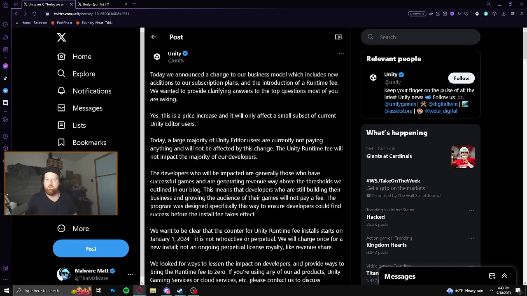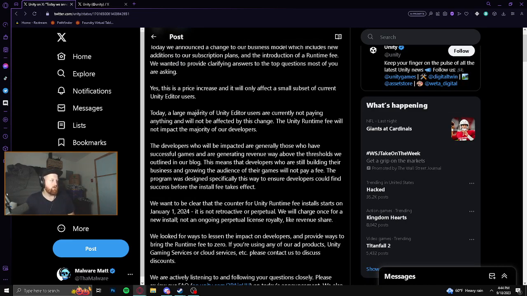Now, if you don't know what that runtime fee is, here: they're going to charge people for installs. So if you make a game with the Unity engine and you meet certain parameters, you have to start paying for installs. That's insane. You have to pay the Unity company as a game developer, which you already have an account with. It's the Unity Pro or the higher account. You have to pay for people installing your game. That's absurd. It's totally absurd.